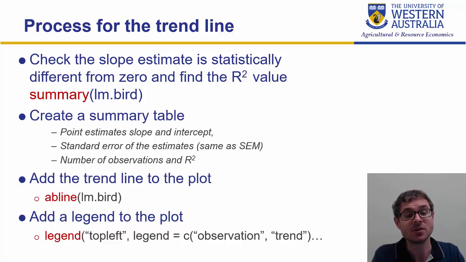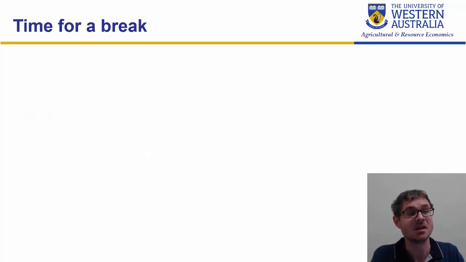Final thing for a plot was we looked at adding a legend to the plot. So we describe where we want to place the legend, and then we put the things that we want to describe. So the observation and the trend line, we can describe the colors and the type of line that we've fitted, and we'll look at some more examples of those. So that is a recap of the process, or the technical things, and the next thing we'll do is we'll start to look at some examples.